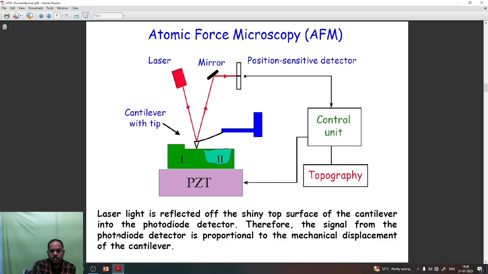The signal from the photodiode detector is proportional to the mechanical displacement of the cantilever. So with respect to the deflection in the cantilever, that is directly proportional to the signal we are getting in the control unit. Deflection is converted to force, and force is converted to electrical signals. This is the whole process happening in the atomic force microscope.